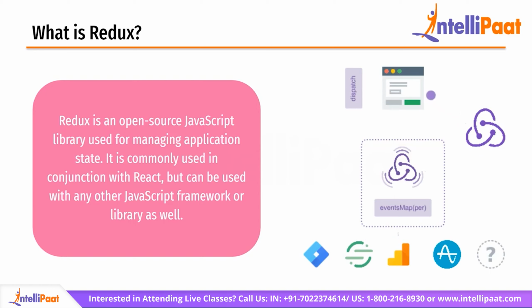The core idea behind Redux is that the entire state of an application is represented by a single JavaScript object called the store. This store is immutable, which means that it cannot be directly modified. Instead, changes to the store are made by dispatching actions, which are plain JavaScript objects that describe what happened in the application. These actions are processed by reducers, which are pure functions that take the current state and an action and return a new state.